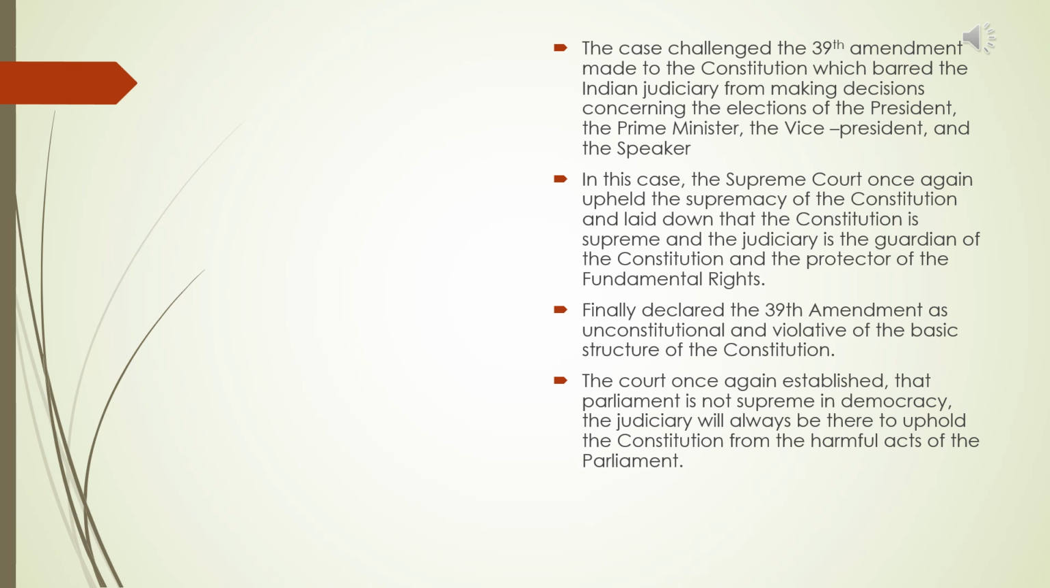But our Supreme Court, through this case, once again upheld the supremacy of the Constitution and held that the Constitution is supreme, and the judiciary will always be there to safeguard it and to protect the fundamental rights guaranteed to its citizens. Finally, the Supreme Court invalidated the 39th Amendment, declaring it null and void because it tried to violate the basic structure of the Constitution. Thus, the court once again established the fact that in a democracy, Parliament is not supreme. The judiciary will always be there to uphold the Constitution from the harmful intervention of the Parliament.